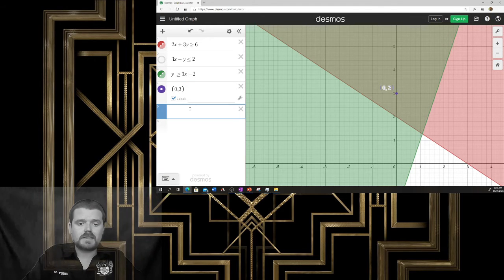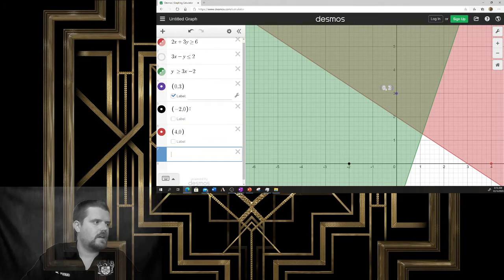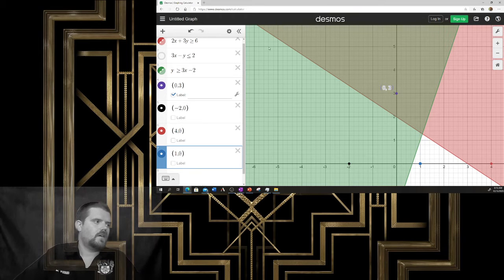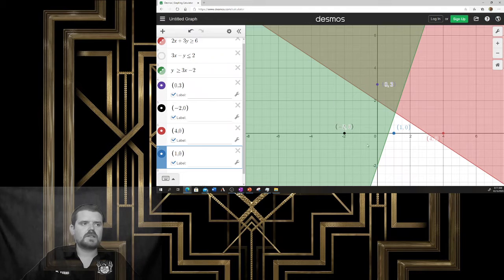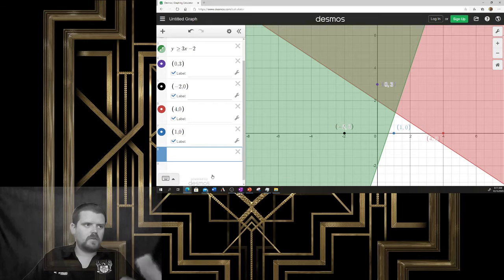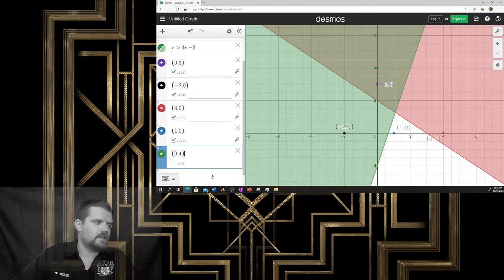If I pick a point that's not in that top section, whether it's over here on the left, whether it's over there on the right, or whether it's at the bottom, all of those are not solutions because they're not where I have my shading overlapping. So 0, 3 is a solution. These other points are not. You might be asked to give more than one point as a solution. So, the easiest points I think are just going along the axes when applicable.